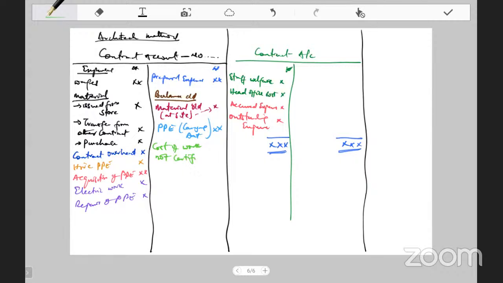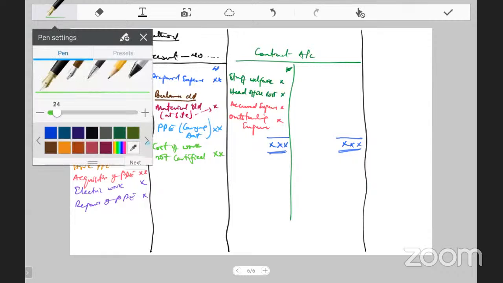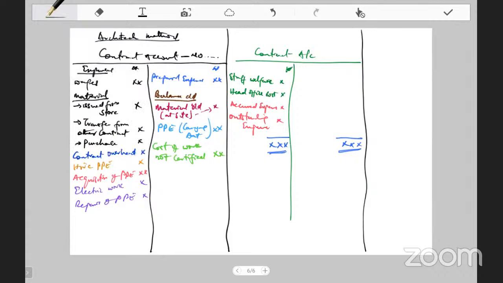Cost of work not satisfied. You will put it there. Now, all these that we have done is the beauty of the contract. But this is where we are going. Having gotten all this figure, there will be a balancing figure. And that balancing figure is our main aim of why we are preparing this ledger.